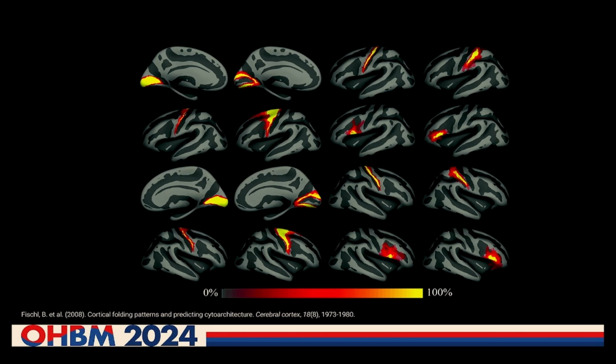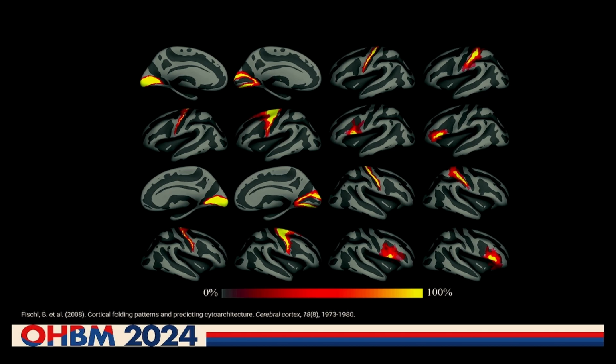And going a little bit further with folding patterns, this is another study by Bruce Fischl that was done in 2008. And what they were interested in is looking at the relationship between cortical folding patterns and cortical areas defined ex vivo, so under a microscope. And so what this image is showing is the probabilistic overlap of cortical areas across the cortex when these areas are defined under a microscope.